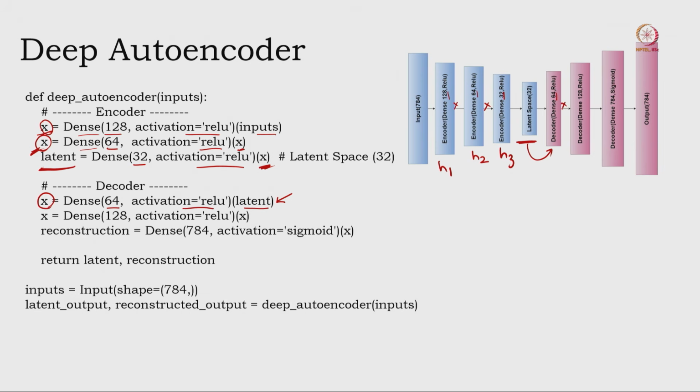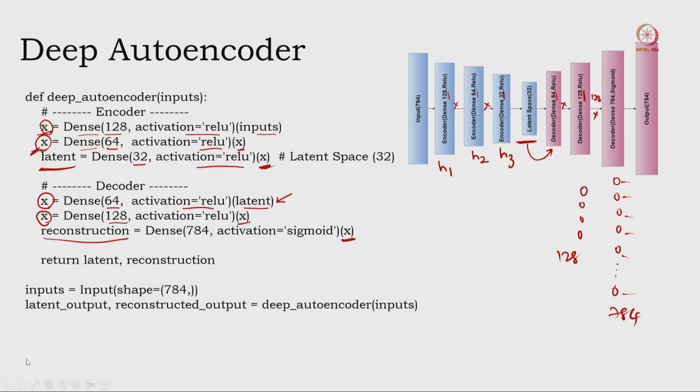So, we get output 64 which is x, that x is assigned here, and then you are passing it to 128, and the output is x. So, that 128 is passed here. This 128 neurons is now passed to 784. So, you finally get 784 values as an output, that is the reconstruction.